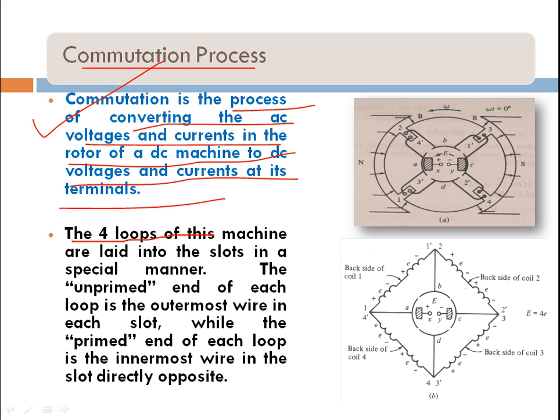Basically, the loops of the machine are laid into the slots in a special manner. The unprimed end of each loop is the outermost wire in each slot, while the primed end of each loop is the innermost wire in the slot directly opposite. Here, the loops of this machine are laid into the slots. You can see that the four sides are there: coil 1, coil 2, coil 3 and coil 4.